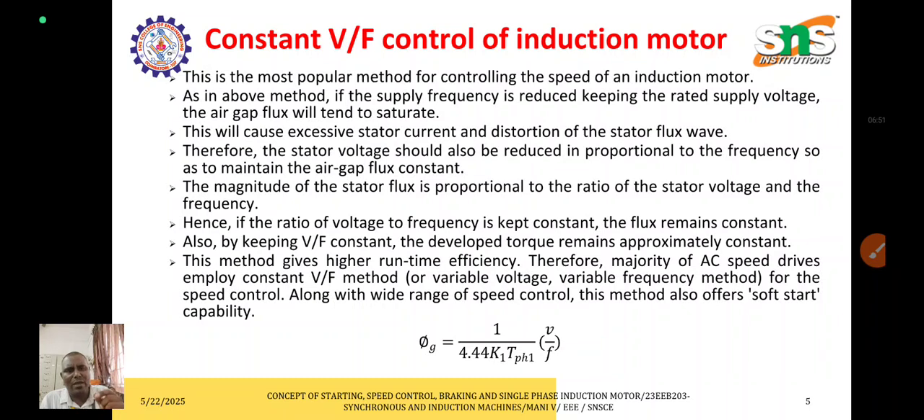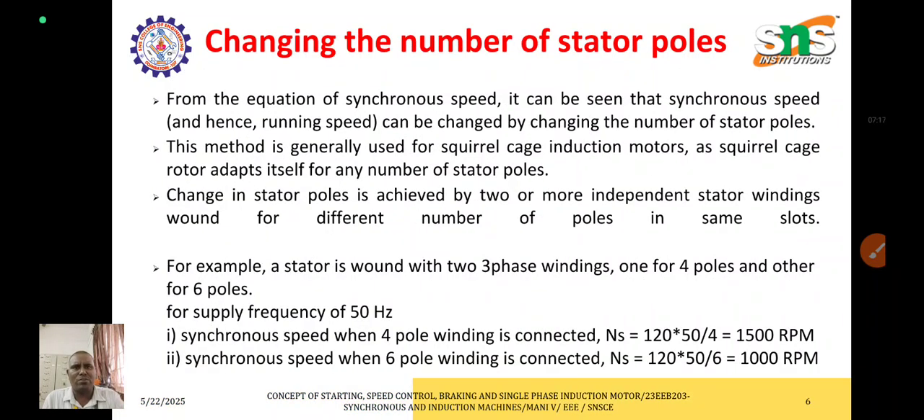So with the main objective, we have to maintain the air gap flux constant. Otherwise it may reach the saturation level, and then it is unable to change anything. So while maintaining the air gap flux, the voltage and the frequency have to be changed accordingly. So by varying the voltage and frequency, we are able to vary the speed of the induction machine.